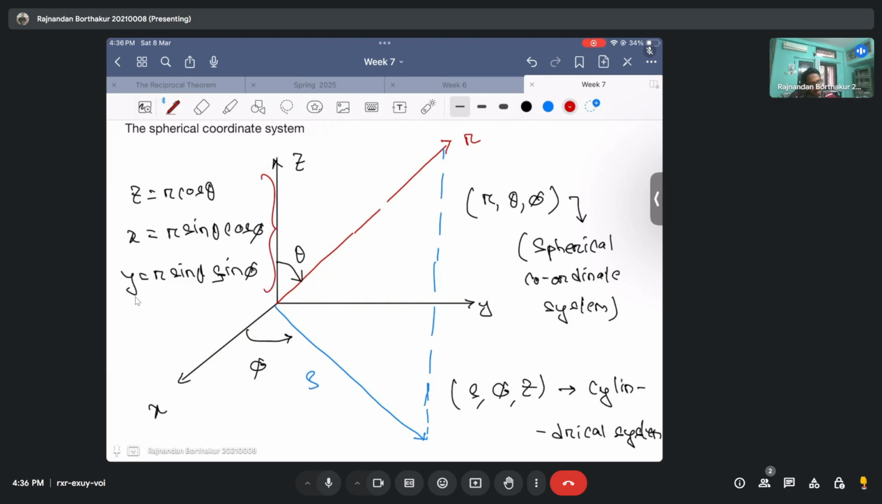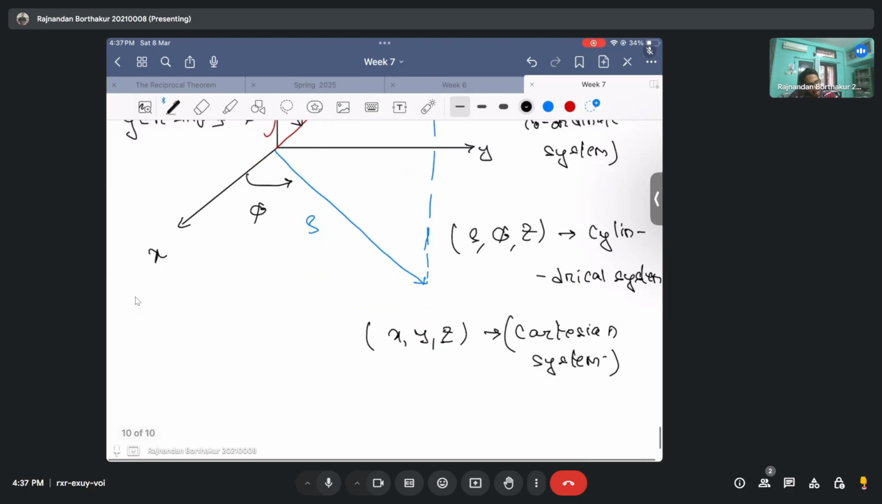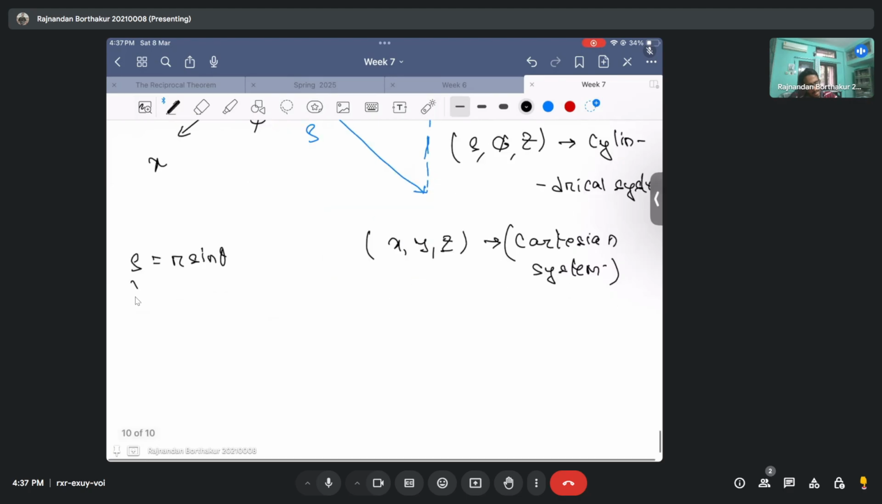So these are the conversions between the Cartesian and spherical systems. Also, in the cylindrical sense, you can see that rho is nothing but r sine theta, where this rho, as I said, is my cylindrical radius. And r, as I have been telling repeatedly, is my spherical radius.